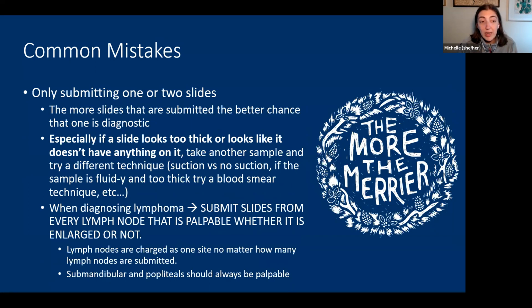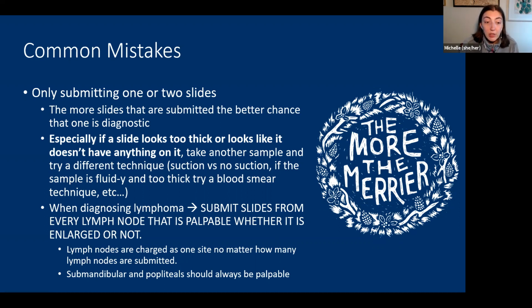So another common mistake is only submitting 1 or 2 slides. The more slides that are submitted, the better chance that one is diagnostic. We typically get many slides, but I know there are some labs that limit the number of slides that you can submit per sample, or you get charged more. Here I wouldn't blink at getting 10 slides for a sample. And especially if the slide looks too thick or it looks like it doesn't have anything on it, then take another sample and try a different technique.